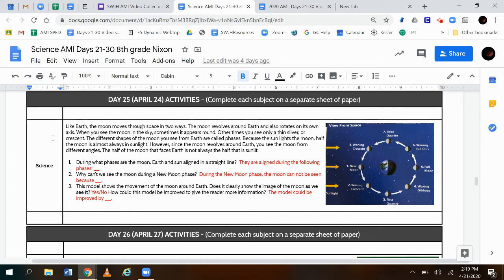Because the sun lights the moon, half the moon is almost always in sunlight. However, since the moon revolves around Earth, you see the moon from different angles. The half of the moon that faces Earth is not always the half that is sunlight. So that explains, again, what we're seeing here. We're seeing the half of the moon that reflects the sunlight is the part from space that you would see reflecting the sunlight, as in the same thing happening here with the Earth. And the other half is in the dark because it's all in shadow.